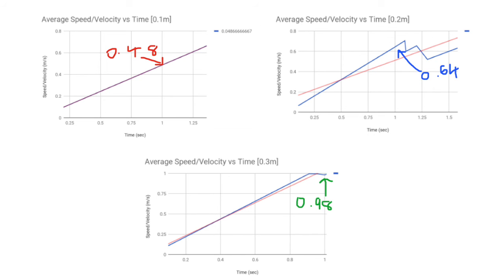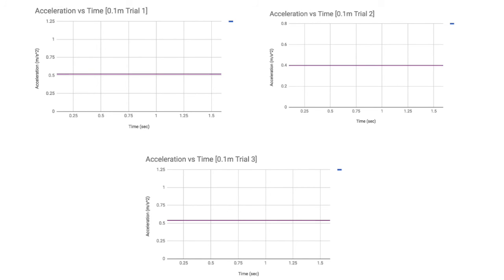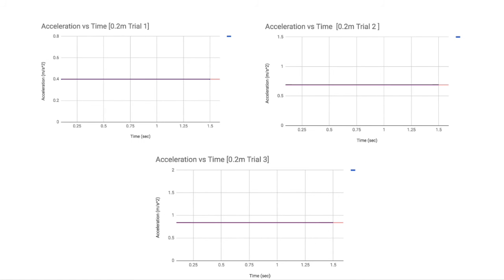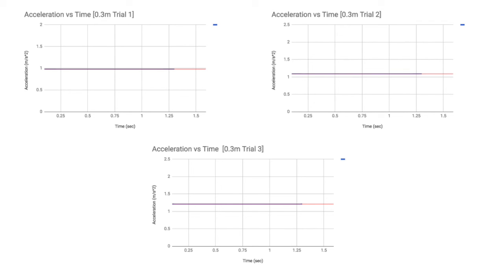For the average velocity of 0.1 meter height at 1 second, the velocity was 0.48 meters per second, whereas for 0.2 meters it was 0.64 meters per second, and 0.3 meters was 0.98 meters per second. This is because a higher incline increases the acceleration of the ball, so the velocity also increases. The acceleration of the ball also increases as height increases. The horizontal line shows that acceleration was constant for each height, hence velocity increased and displacement also increased.